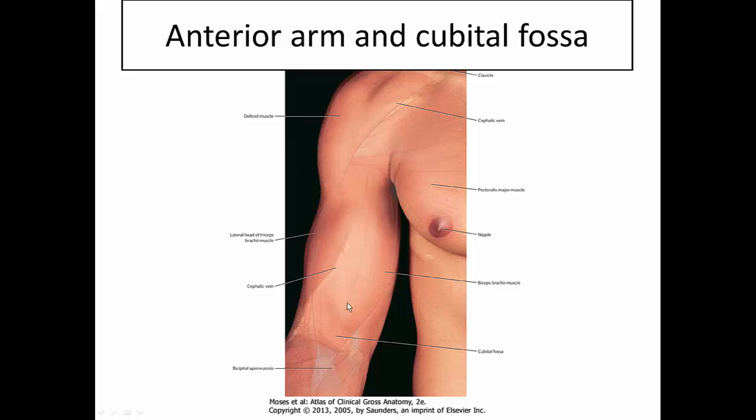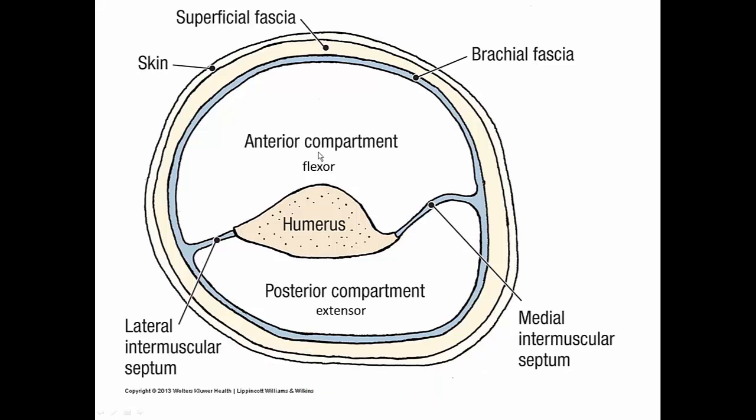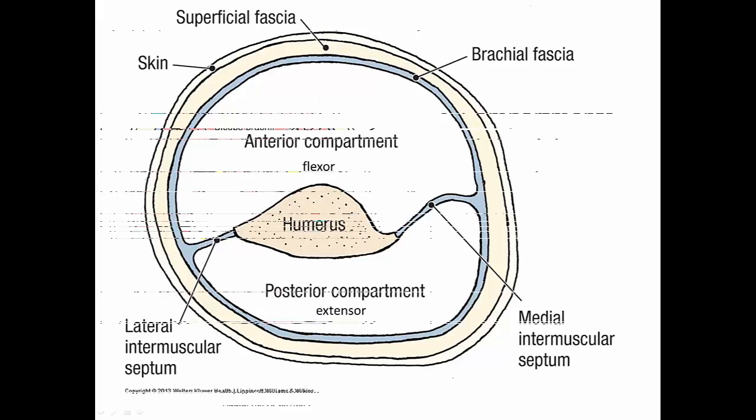Distally, this fascia is going to be continuous with the antebrachial fascia, i.e. the fascia of the forearm, or the deep fascia of the forearm. Brachial fascia is then connected to the medial and lateral sides of the humerus via intermuscular septa. I'm going to show these to you on the next slide. And this also creates two compartments, which would be the anterior compartment, or the flexor compartment, and the posterior compartment, the extensor compartment. And here you can see the lateral and the medial intermuscular septa.